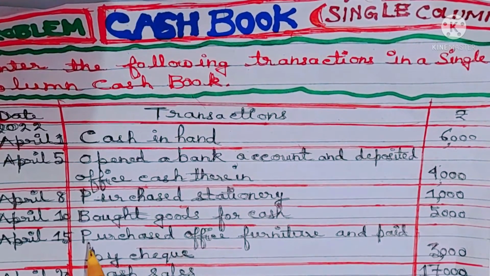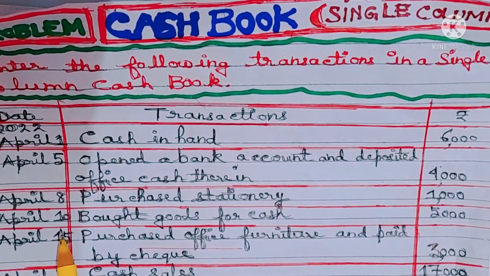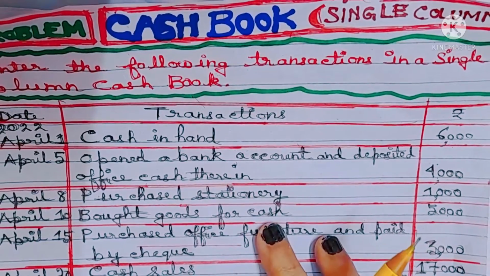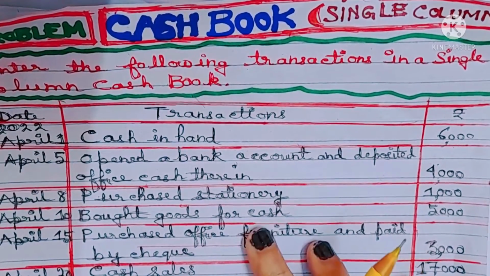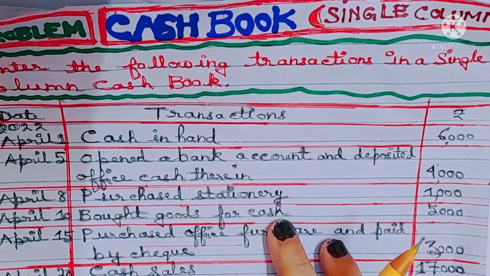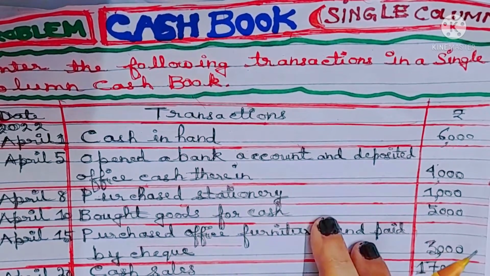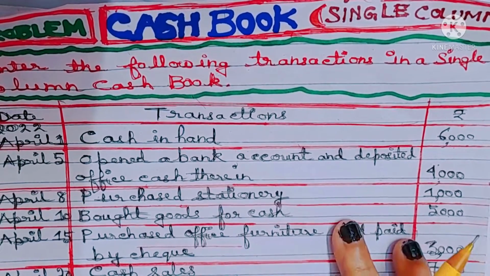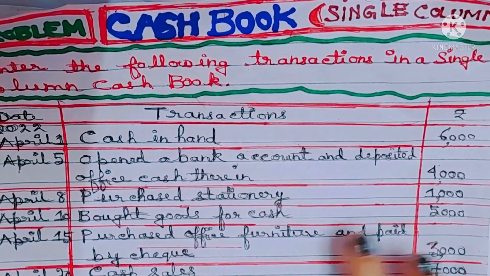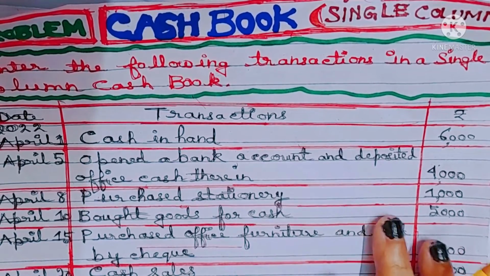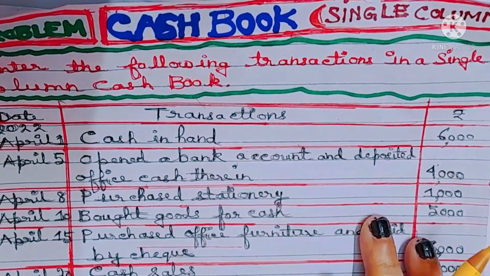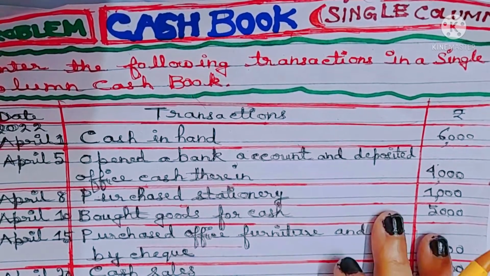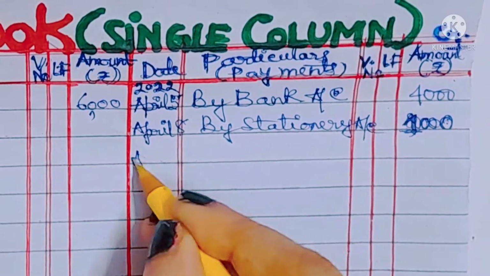The next transaction is on 10th April, bought goods for cash 5,000. So what is the journal entry? The journal entry is purchases account debit to cash account 5,000. So what is the position of cash? Since cash account is on the credit side, purchases will also be on the credit side. So we'll have to write by purchases account in the cash book. Okay, so let's write 10th April.